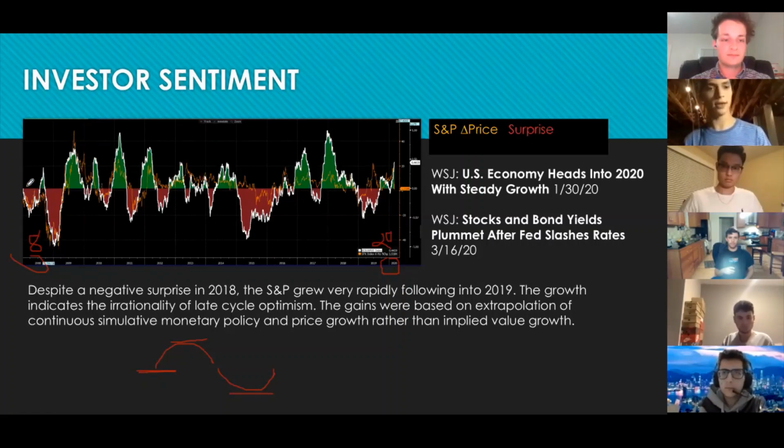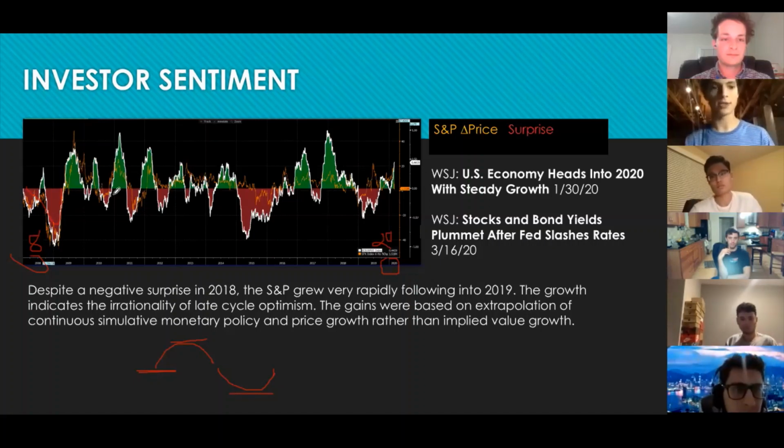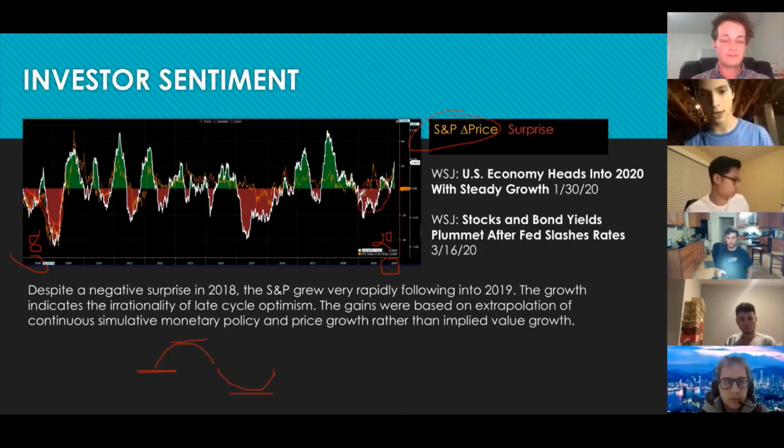So usually, as you can see here, when there's a negative surprise, or when estimates are above what actually happens, there's a negative shock that corresponds with a decrease in the S&P or the value of the stock market. As you can see, that's what this orange line is. So that's usually what happens, and that makes sense. If things are worse than we expect, then we pull out of our investments. That's rational.